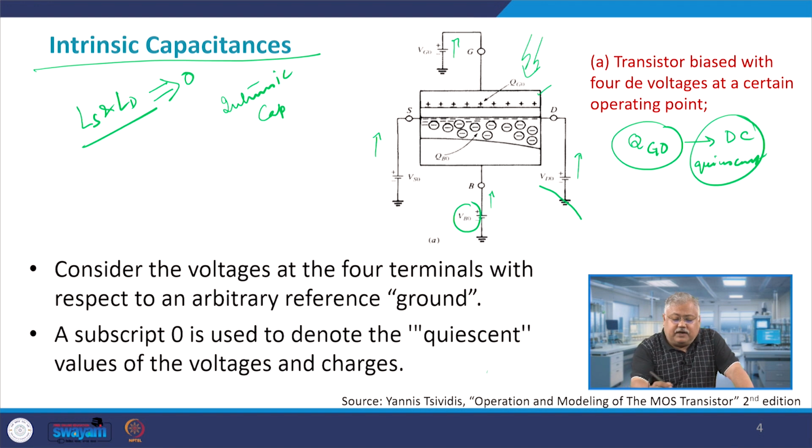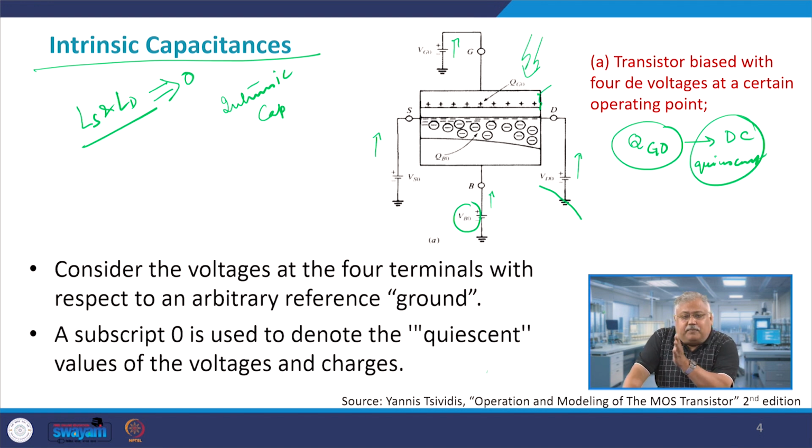Now, as you can see, if I apply a positive gate bias, I will have positive charges sitting on the metal side, and therefore there will be negative charges on the channel side. There will be fixed ionized negative charges much below, because of the positive bulk potential which you have applied, and that will basically be the depletion region.